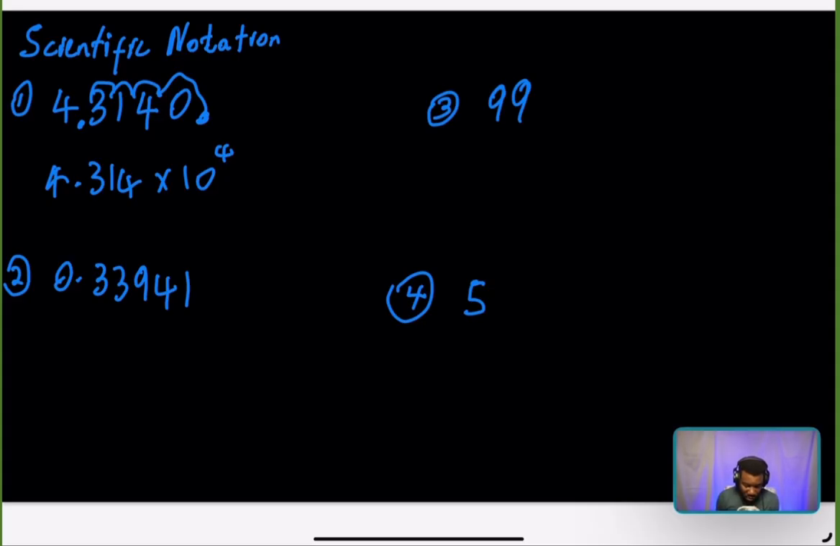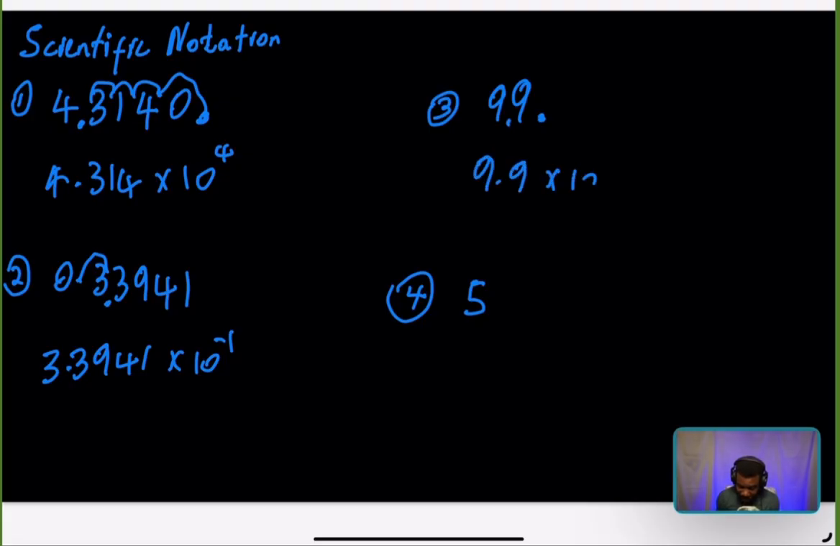Let's look at number 2 now, in which our power is going to be negative. We are converting a number that's less than 1 to scientific notation. So we want to move our decimal point to this location to create 3.3941 times 10. We move the decimal basically 1 place, so this is going to be to the power of negative 1. So we have converted this number to scientific notation. Let's look at the number 99. We want to move it from here to here to create 9.9 times 10 to the power of 1. We only move it 1 place.